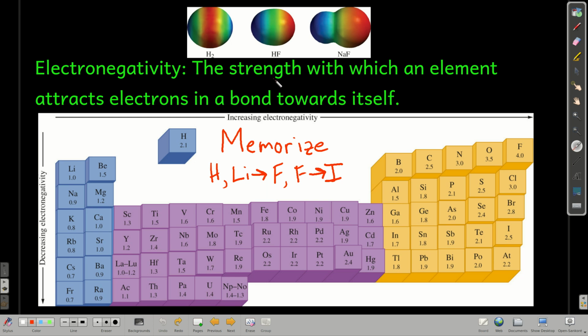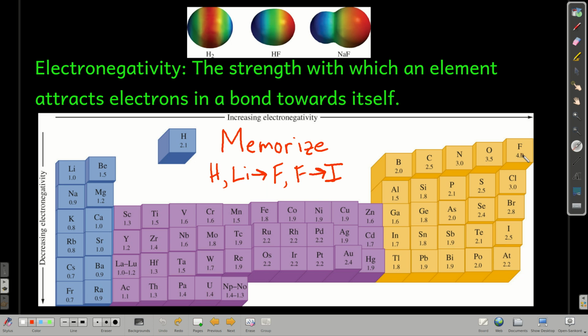Think of it like a tug of war. Two atoms are attached to each other. They both want the electrons in that bond. They're pulling them towards themselves, but with different strengths. The stronger an element is, the greater its electronegativity. Now, these numbers are electronegativities based on what's called the Pauling scale. They don't have any units; they're dimensionless numbers.